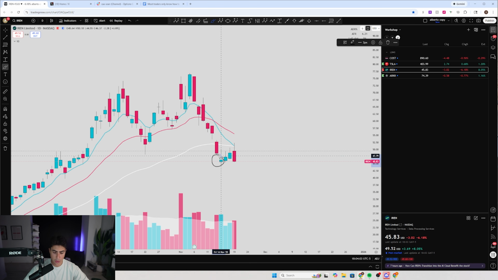This is where it's too late to short. But then it pops back into the moving averages, right? So just like when we buy stocks to the upside into the moving averages, we could sell them into the moving averages as well to the downside.